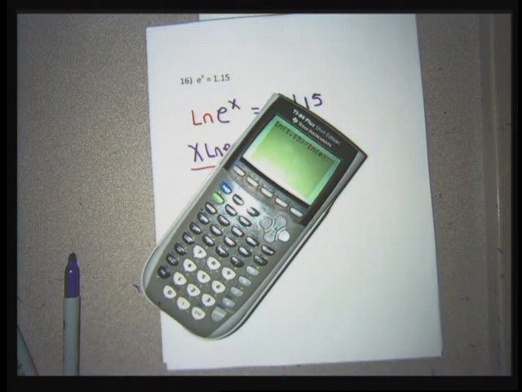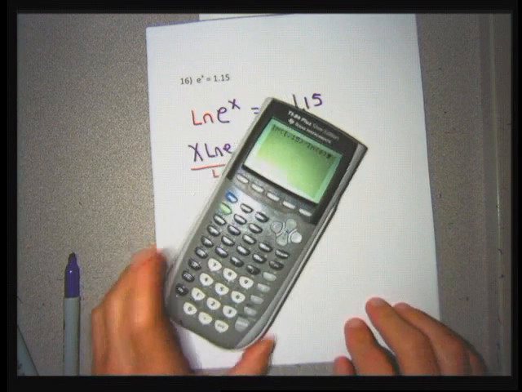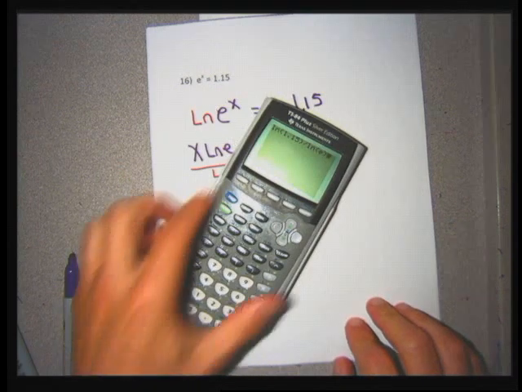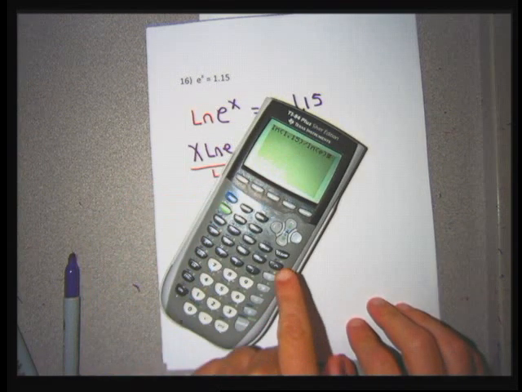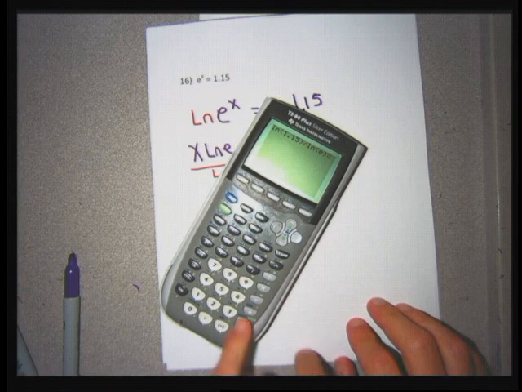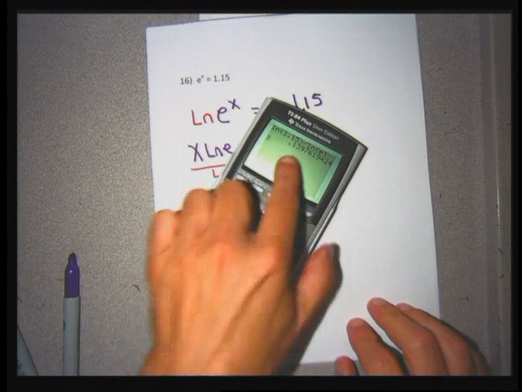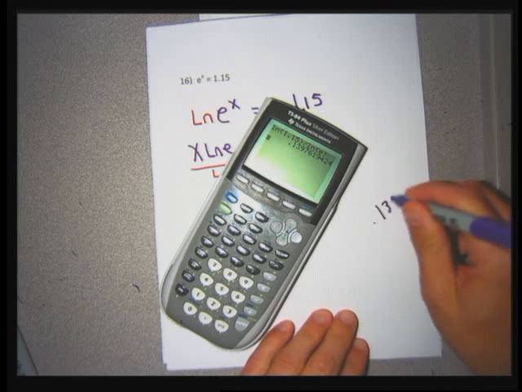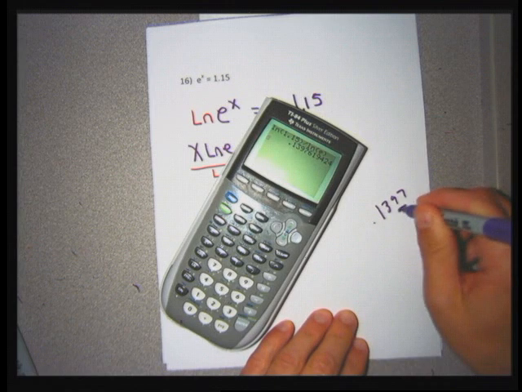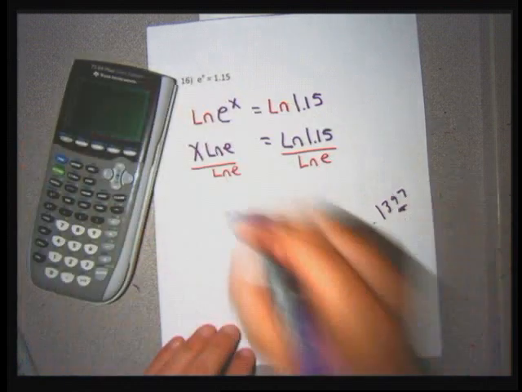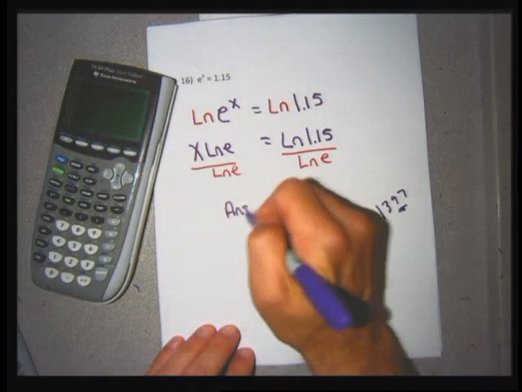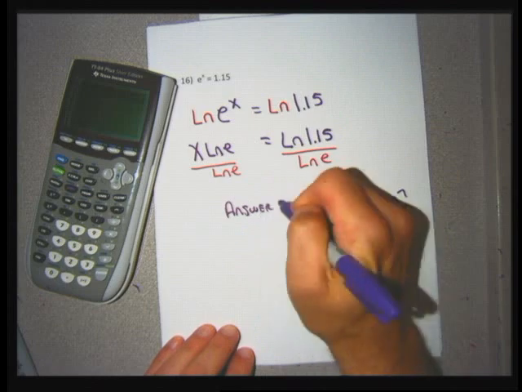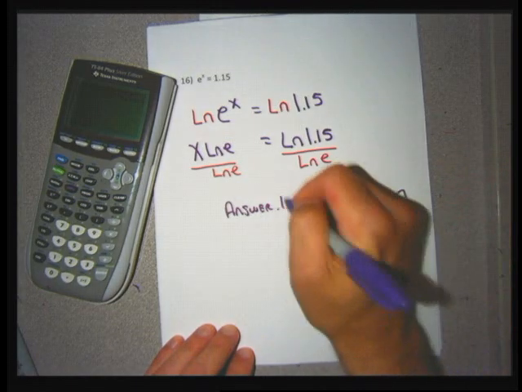So I'm able to get the ln of 1.15 divided by the ln of e written, because for the ln of e, I use the second and up arrow. And this gives me my answer of 0.1397. And for 0.1397, the 9 in the third position is going to round it up to 0.14. So for my answer, I'm going to write 0.14.